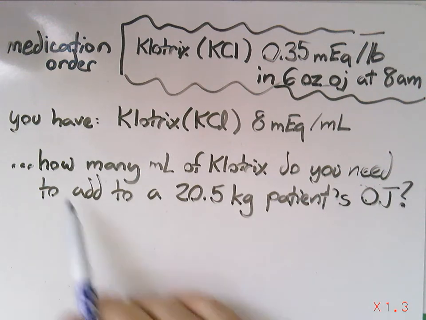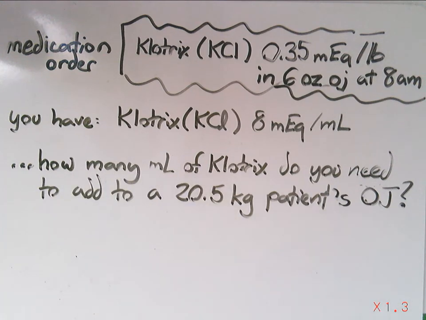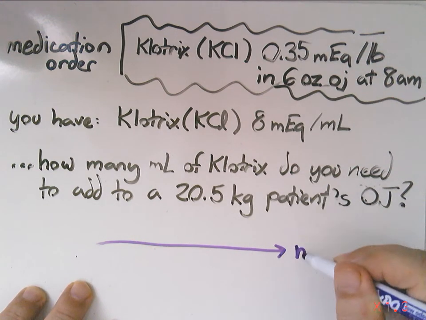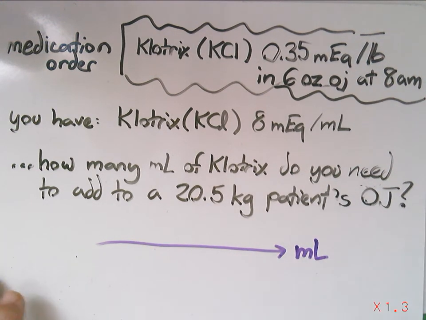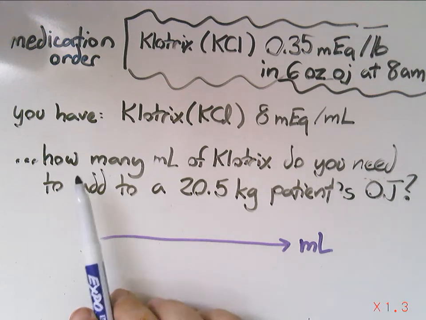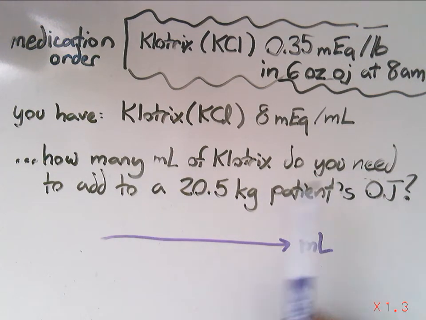Now you look for words like how many milliliters. So you're trying to find milliliters of Clotrix. We've already got our roadmap started. All right, now I need to figure out what am I turning into milliliters. Look at the way the problem is phrased. How many milliliters of Clotrix do you need to add to a 20.5 kilogram patient's OJ?